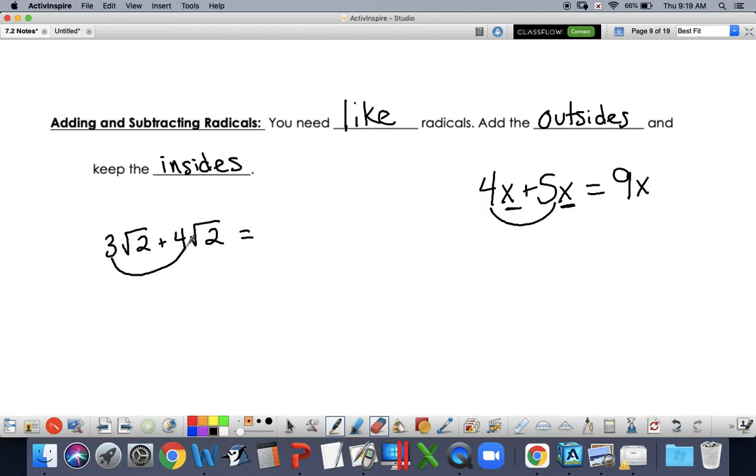I add my outsides and I keep the insides. I keep the radical exactly as it is. And this really aligns to the 7.2 part 1 worksheet. Unfortunately, the ones that I printed, I accidentally printed with the answer key on the back, which actually is not too bad. You can kind of check your work as you go.